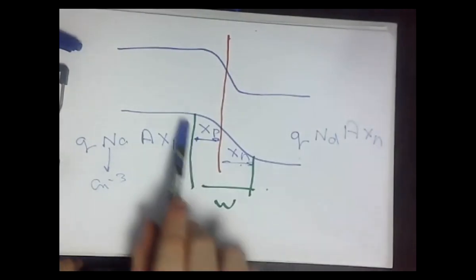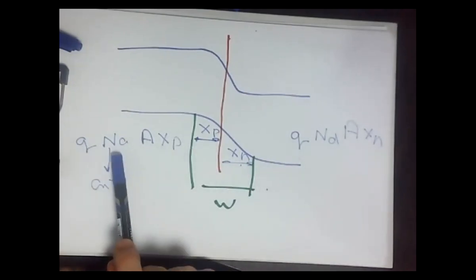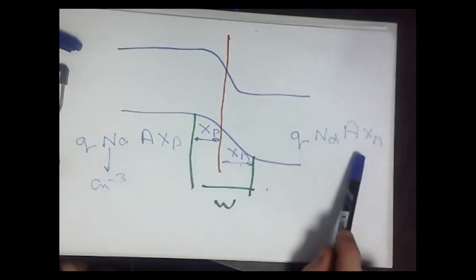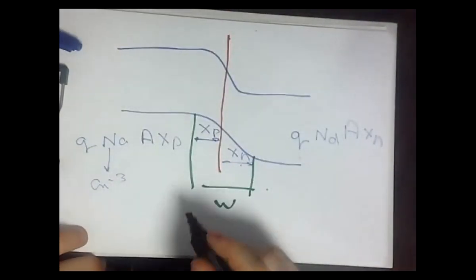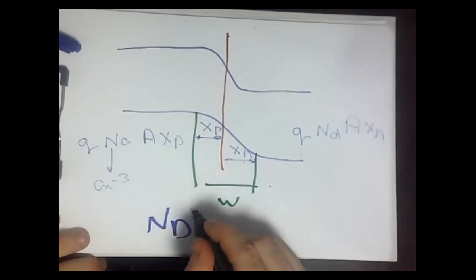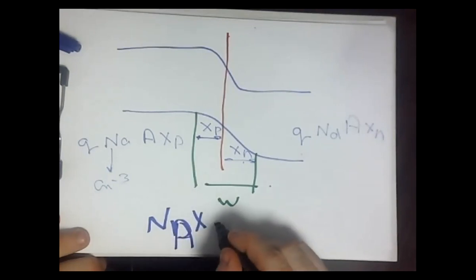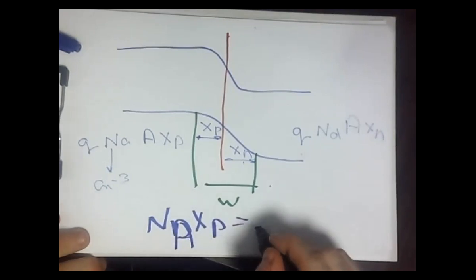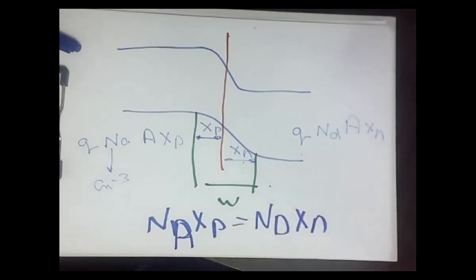This is very, very important. Of course, Q is the same Q, and A is the same A. So simply, you will find the very important relation: NA times XP equals ND times XN. Very important, my dear students. So let's turn back to our slides.